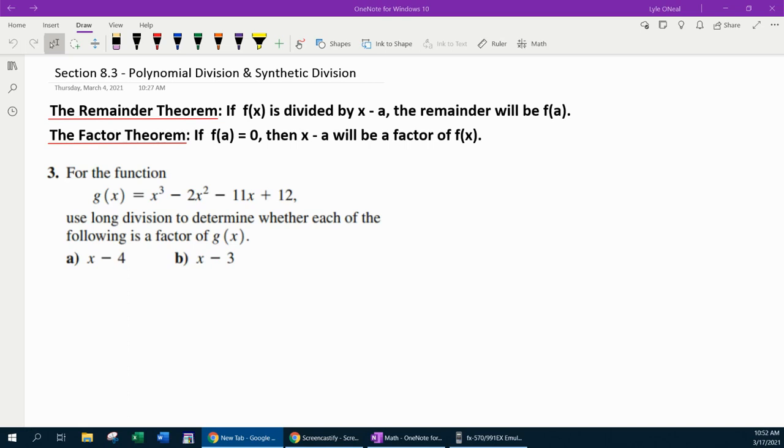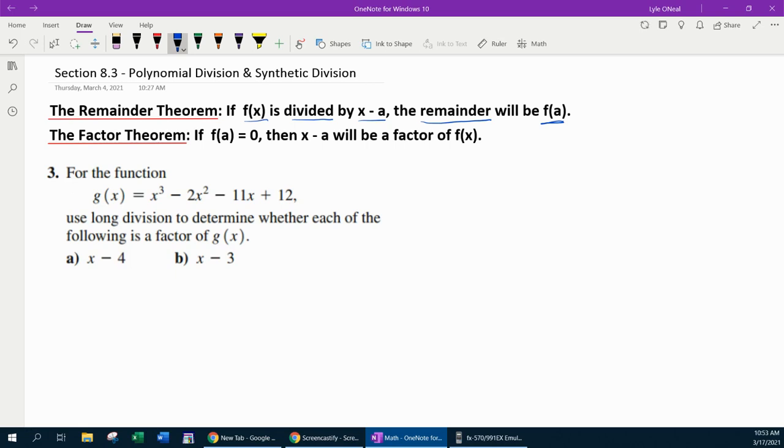First, the remainder theorem says if a function is divided by a linear factor, x minus a, the remainder of that division will be the same as the function value f of a. Now that's actually kind of cool. It's basically saying, hey, there's a shortcut for knowing if the long division is going to work out and give you a zero remainder or not. The function value f of a will give you the remainder when you divide f of x by x minus a. Again, that's kind of a cool theorem there.